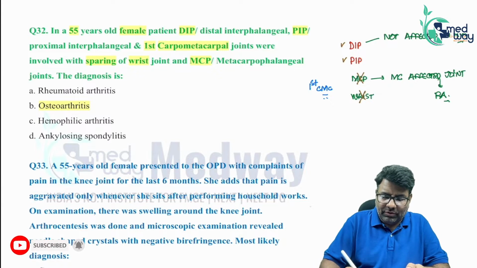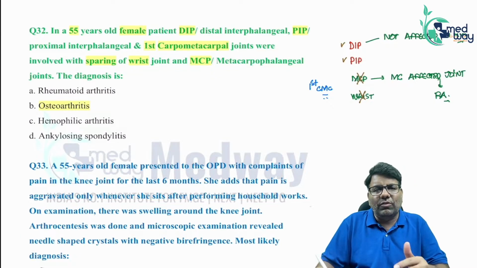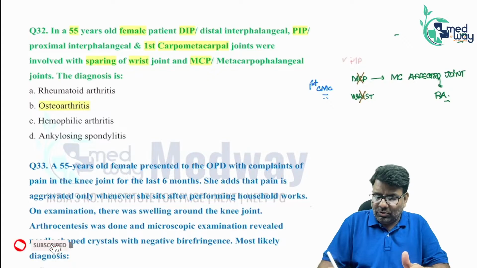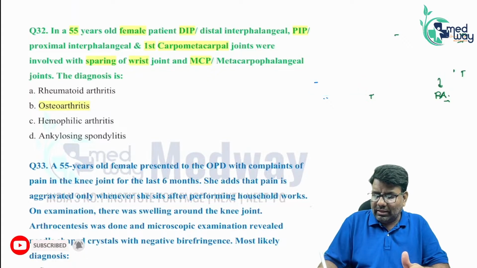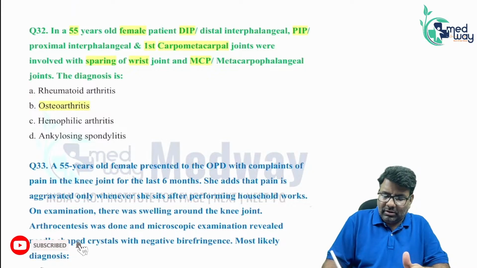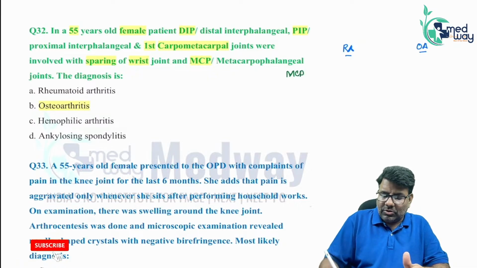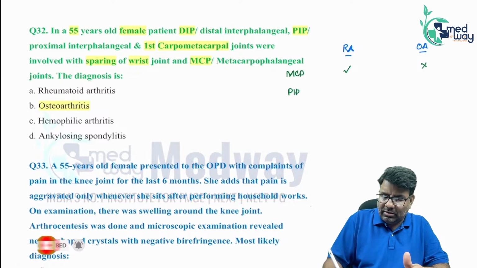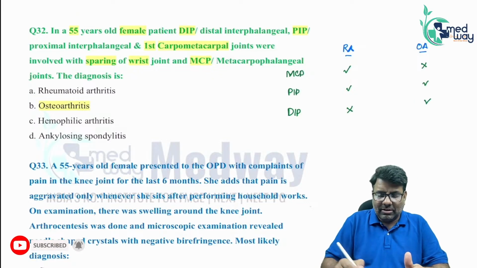So, if we again suppose we have to differentiate the two conditions in terms of involvement of the joint, what we can do, we can make a table, and that will simplify the concept, and it will help you in remembering the points. Suppose we write rheumatoid arthritis here, the very first thing is we'll start from MCP joint. MCP joint is involved here, not here, and PIP joint can be affected in both, but DIP joint is unaffected in rheumatoid arthritis. So this is classical.